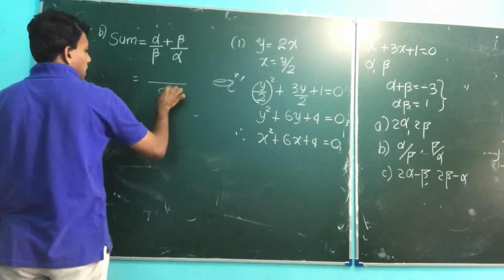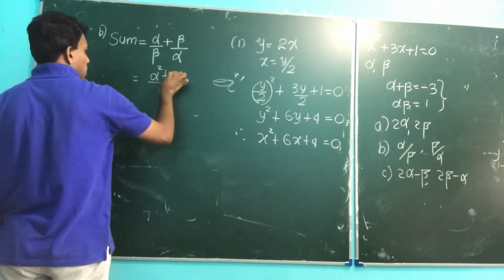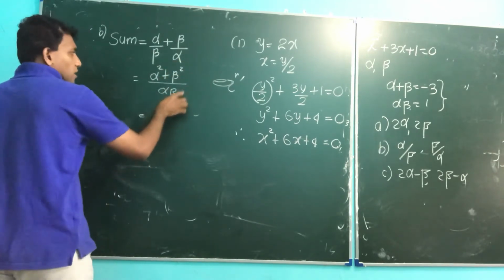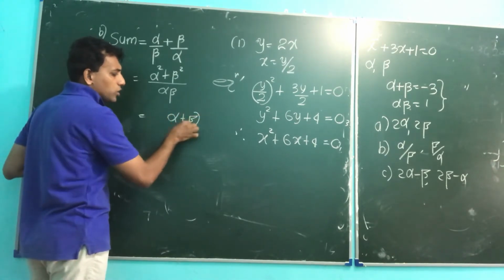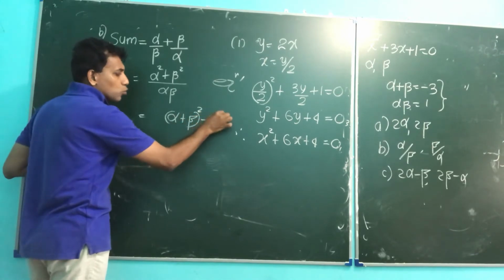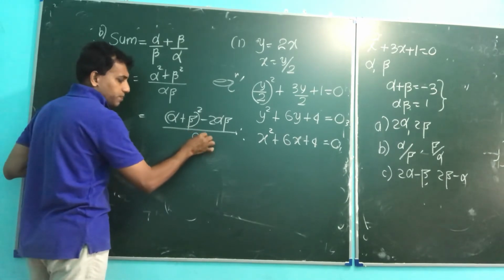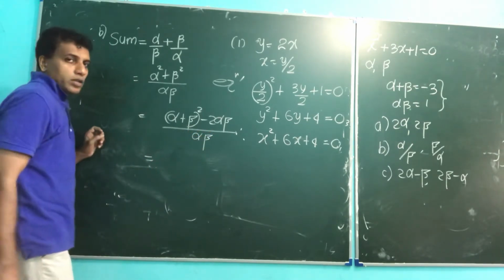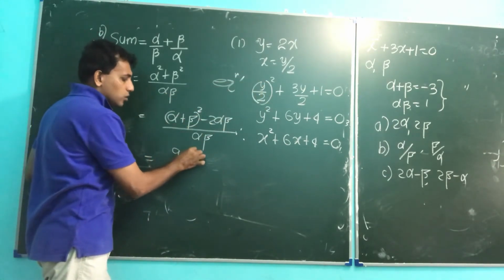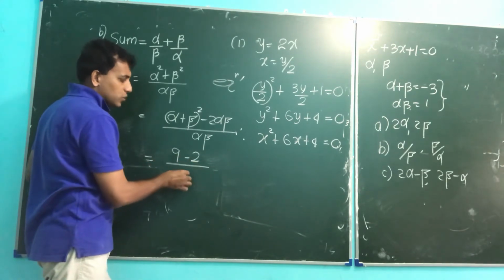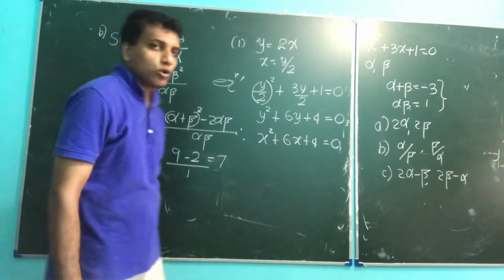Taking the LCM alpha beta, we get alpha square plus beta square. Then write this as alpha plus beta all squared, minus 2 times alpha beta, over alpha beta. Then alpha plus beta, you know, is minus 3, so 9, minus 2 times 1, below is alpha beta which is 1. The answer is 7, right? Sum of the roots is 7.